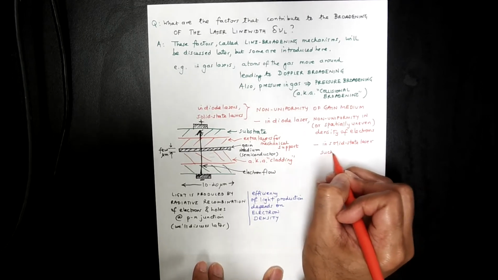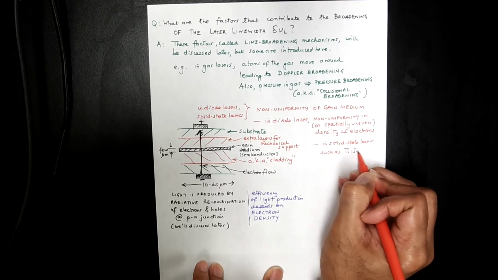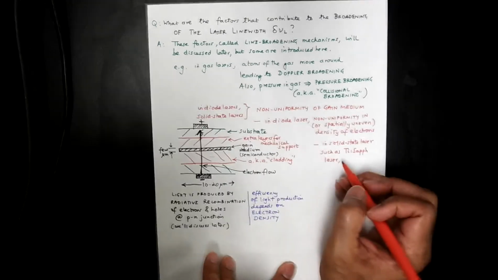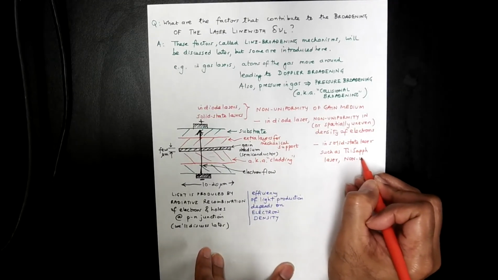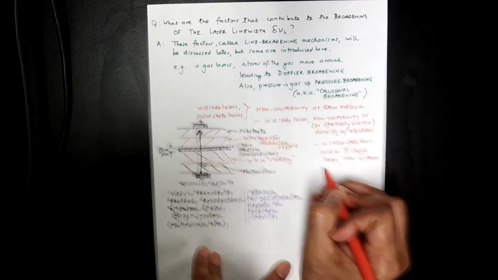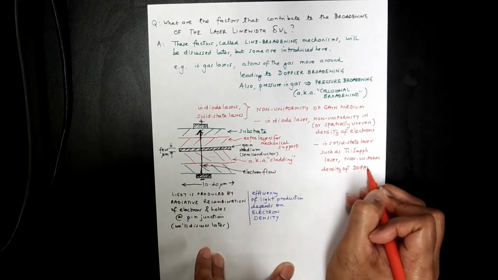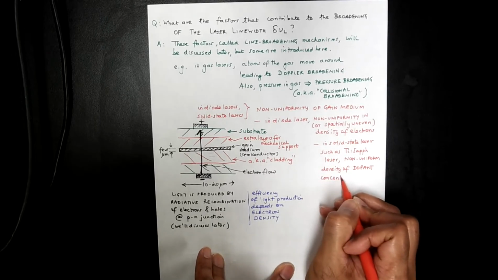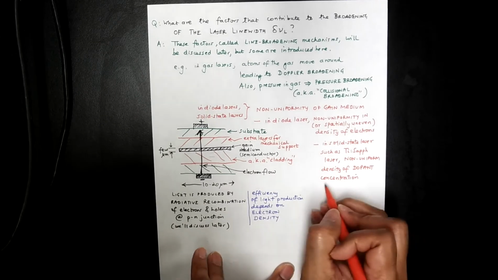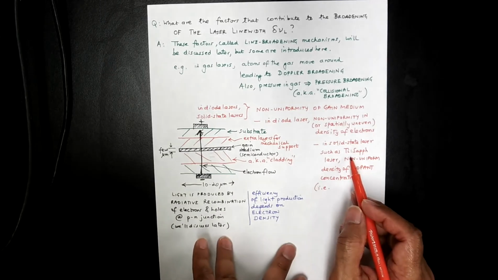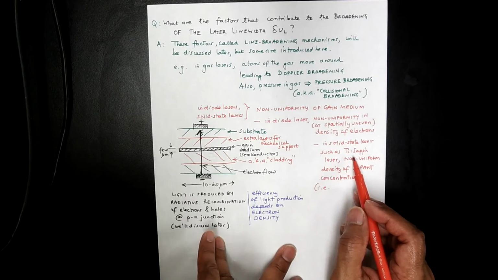such as a titanium sapphire laser, you can have a non-uniform dopant density, or dopant concentration. Okay, so remember, what do I mean by that? You remember that in the titanium sapphire laser, and I'm going to forget right now, but what was the dopant in the titanium sapphire laser?